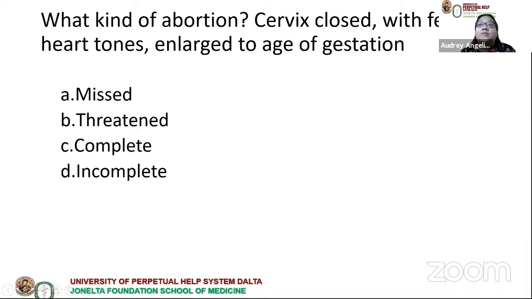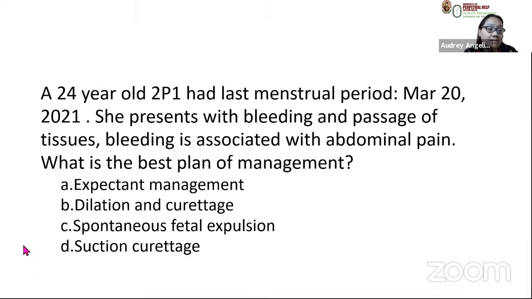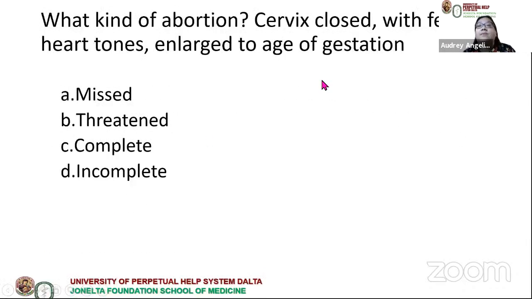Okay. So next question. You are to be asked what kind of abortion is this, with the description of the cervix, the fetal heart tones, and the size of the corpus. So you are expected to know how to classify types of abortion according to these physical examinations. So what type of abortion would have a cervix closed with fetal heart tones and enlarged to age of gestation?